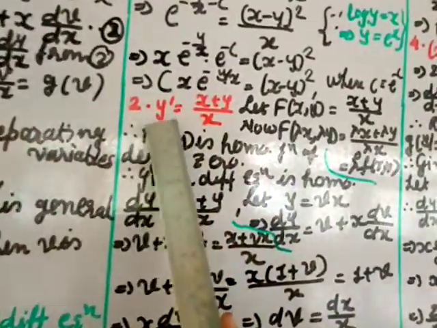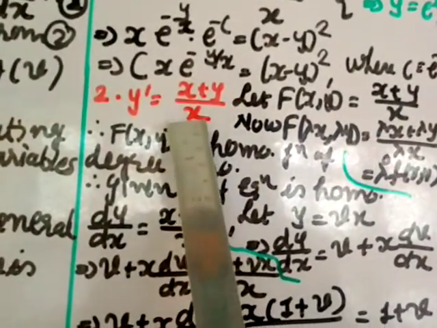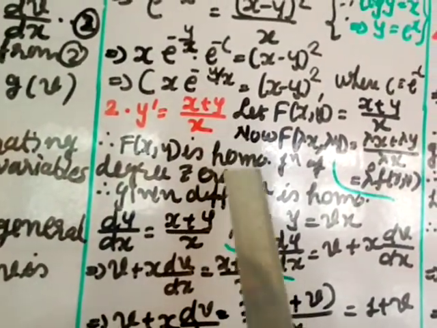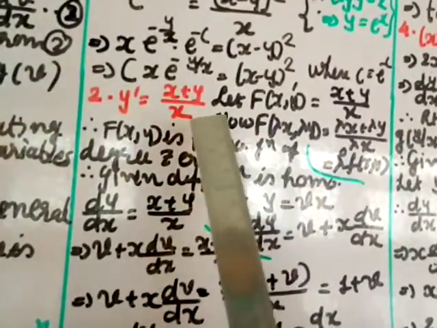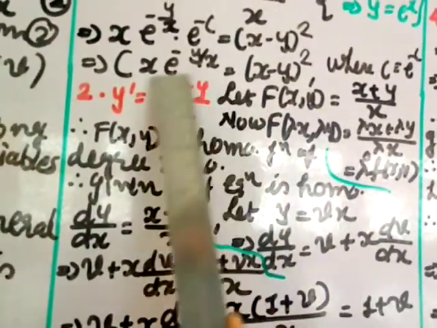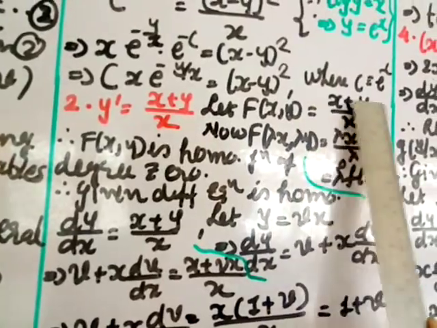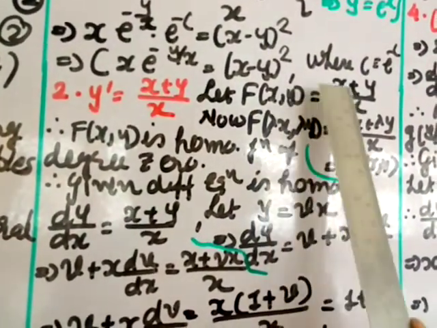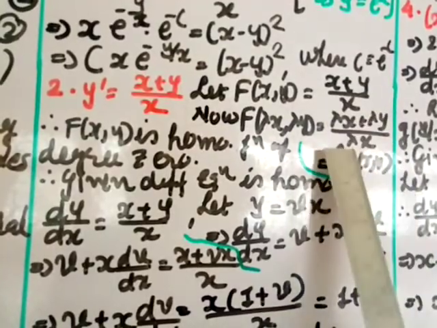Question number 2, y dash is equal to x plus y divided by x. Y dash means dy by dx. First we have to show that it is a homogeneous differential equation. For that, let f of x y be equal to this one, x plus y by x. Now instead of x you put lambda x and instead of y you put lambda y. So here lambda x plus lambda y divided by lambda x.